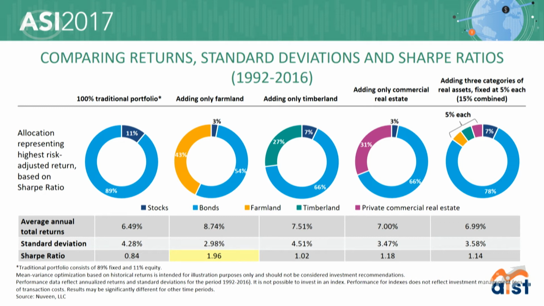Now, trying to put some more realistic constraints on it, what we did in that last circle is we said, well, how about if we held allocations constant at 5% to private real estate, private farmland, and private timberland, how does the portfolio look in that kind of scenario? And what we see is a very attractive risk-adjusted return of 1.14, and I would compare that to the circle on the left, which is just public equity and public fixed income, at 0.84. So we do think there are powerful reasons beyond diversification and also risk-adjusted returns for adding private real assets.